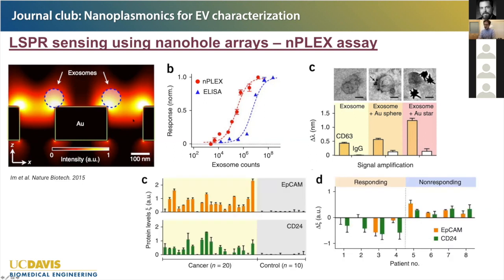Further, they found that they could detect levels of EpCAM and CD24 in EVs from ovarian cancer patients, human patients, seen in C at the bottom here compared to control patients, and even found major differences in patients that responded to chemo or not. So very exciting, a new approach.